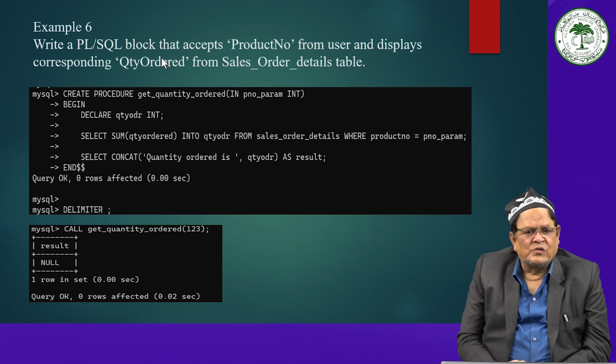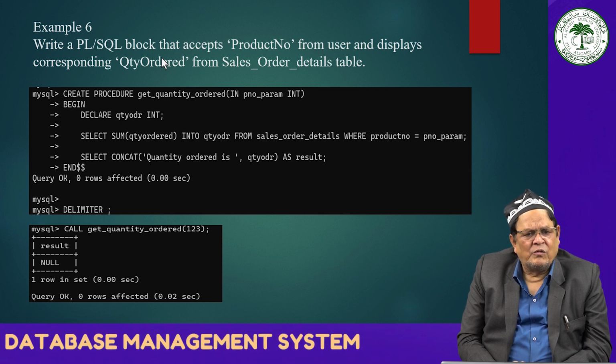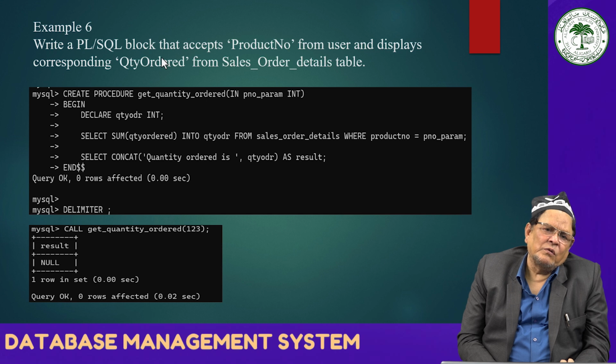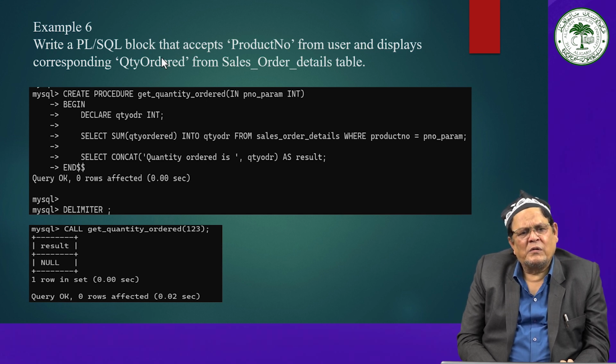And the block must be enclosed, so you have to write begin, double dollar, and then when you press it, it shows the query. Here when you write in MySQL call get quantity order 123, then the result is null. So in this way, I have taken six examples to explain the PLSQL statements.